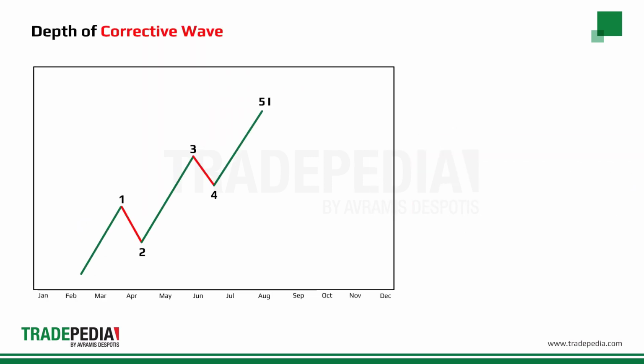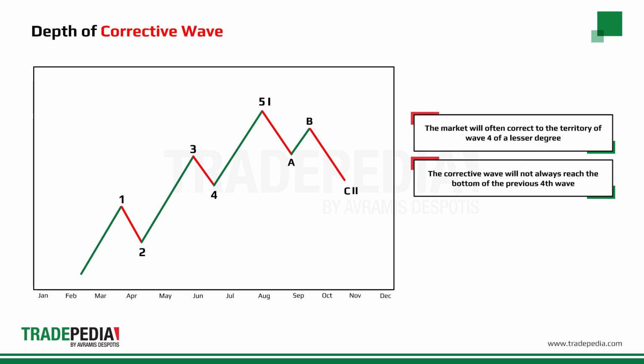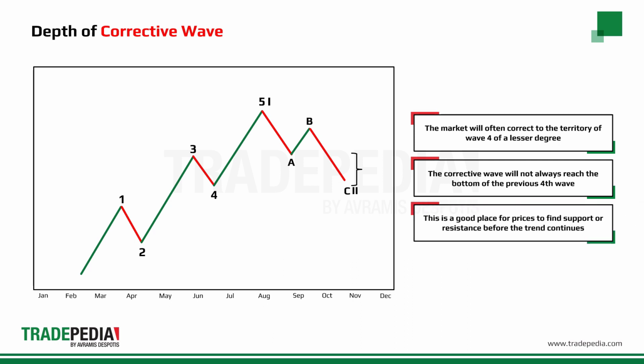The guideline of the depth of corrective waves implies that the market will often correct to the territory of Wave 4 of lesser degree. The corrective wave will not always reach the bottom of the previous 4th wave, but rather its span. This is usually a good price to find support or resistance before the trend continues.